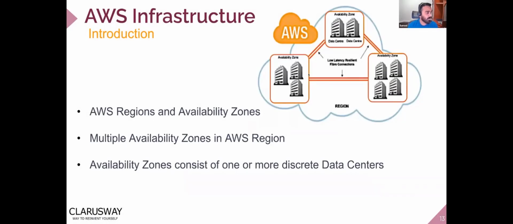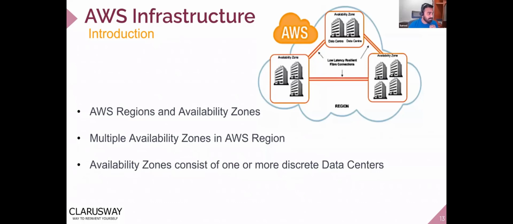So this is more of a graphical representation of what we actually discussed. You see separate buildings shown in this image. These separate buildings can be taken as AWS data centers. An availability zone is a collection of these data centers, and a collection of availability zones is considered an AWS region. As you can see, they are all interrelated with low latency, resilient fiber connections.